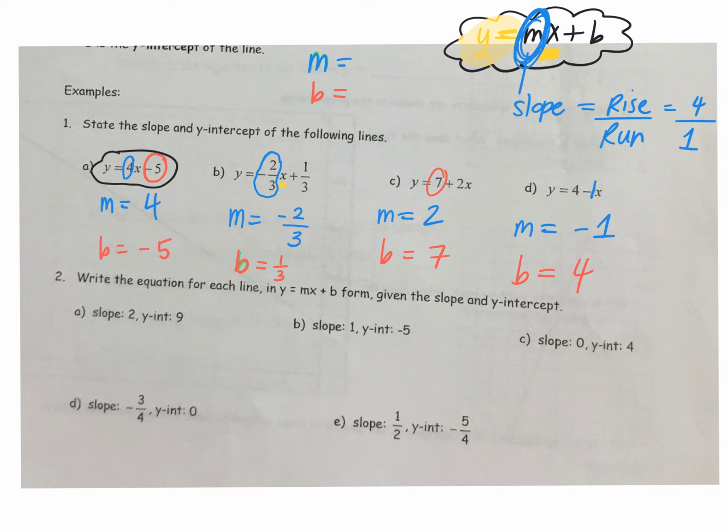Okay, but now the opposite. What if I give you the slope and I give you the y-intercept? Can you write it in the form y equals mx plus b? You're going to put the slope in front of x and you're going to put the intercept by itself. That's it. Perfect. Y equals, 2 is the slope, so I put 2x, and then positive 9 is the y-intercept, so I put plus 9. That's it. Y equals 2x plus 9.